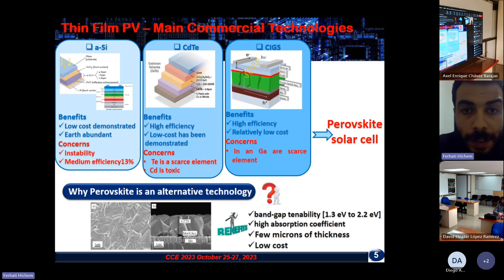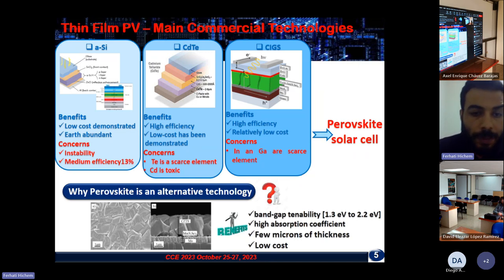Thin film photovoltaics is divided into three basic technologies, which are based on several building blocks such as amorphous silicon, cadmium telluride, and chalcogenide-based thin film. So it exhibits a high efficiency, and low cost is demonstrated. However, several problems are related to these technologies, such as stability issues, medium efficiency, and the use of scarce elements and also toxic ones such as cadmium.